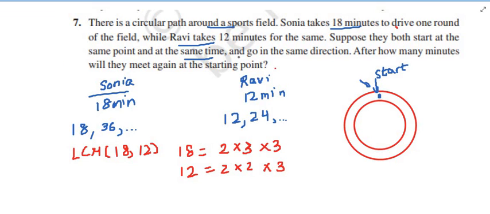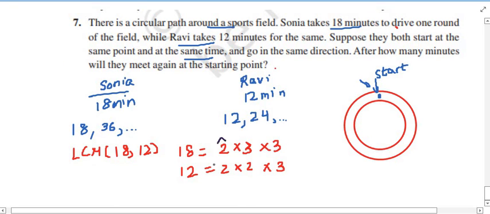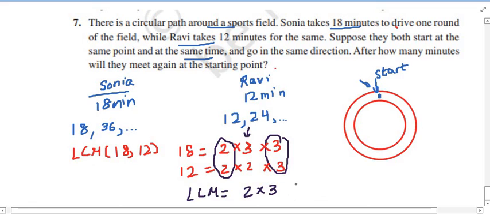Now just make the common pairs. These are the common pairs, 2 and 3. For the LCM, first write down the common pairs and then write down the remaining prime factors, that is 3 and 2. So 2 times 3 is 6, 6 times 3 times 2 is 36. So the LCM of these two numbers is 36. It means they will meet again at the starting point after 36 minutes.